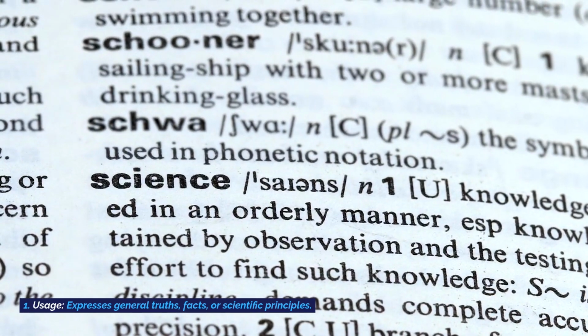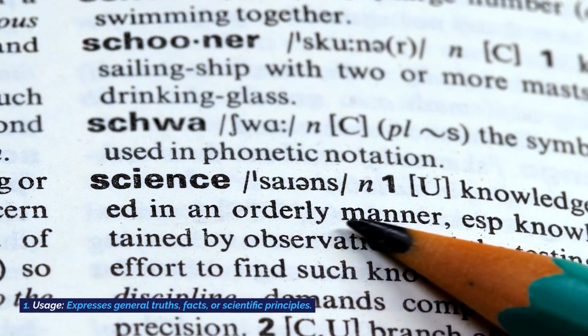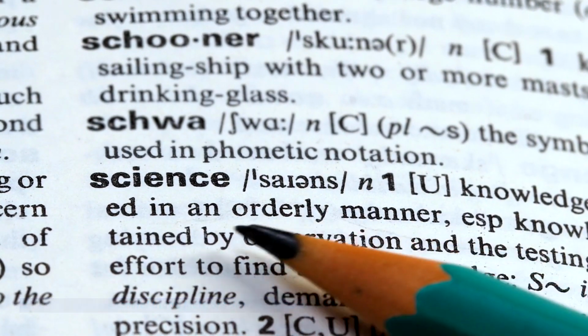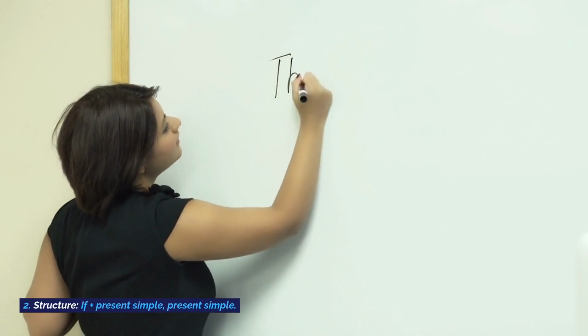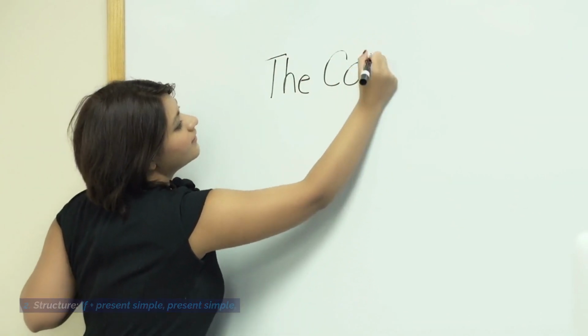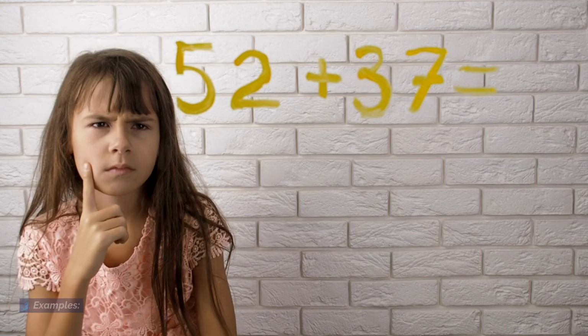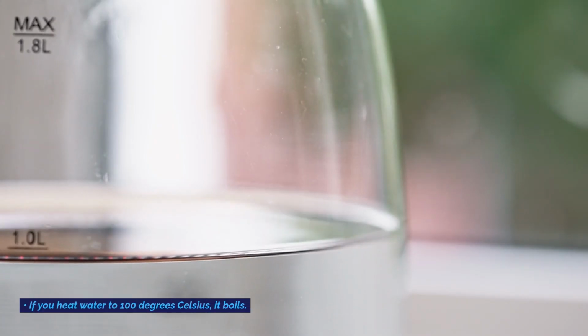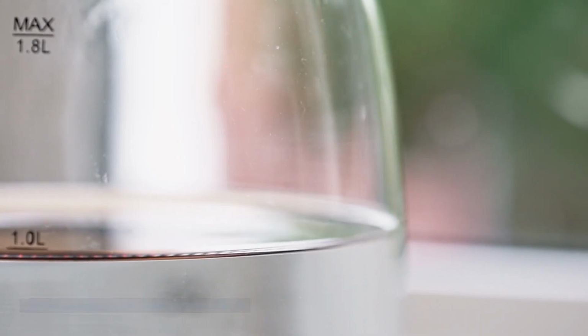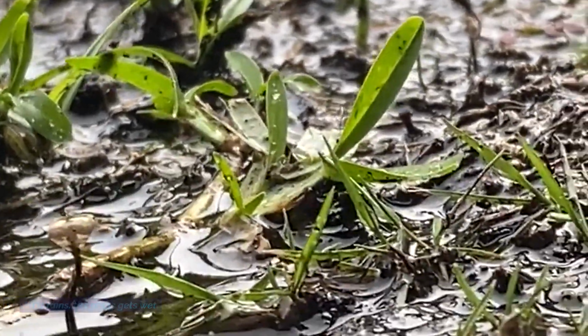1. Usage. Expresses general truths, facts, or scientific principles. 2. Structure. If plus present simple, present simple. 3. Examples. If you heat water to 100 degrees Celsius, it boils. If it rains, the grass gets wet.